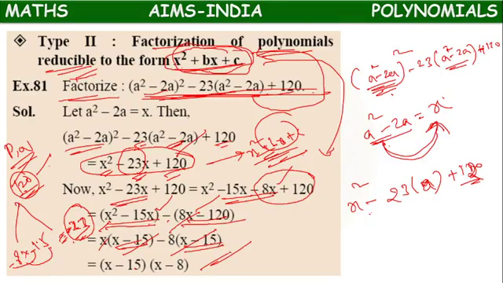So here we have found factors only for the reduced part, not for the given expression. We have found the factors for this expression, but we have to find the factors for the given expression. So still the problem is remaining.